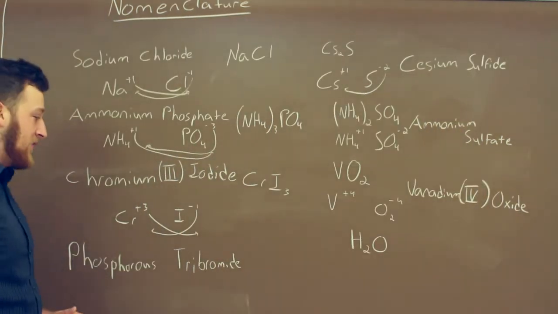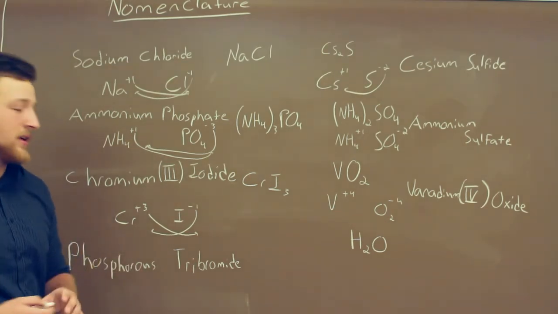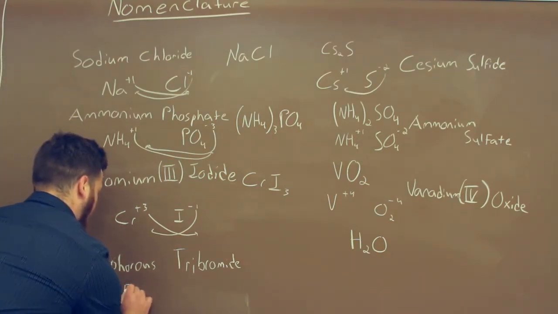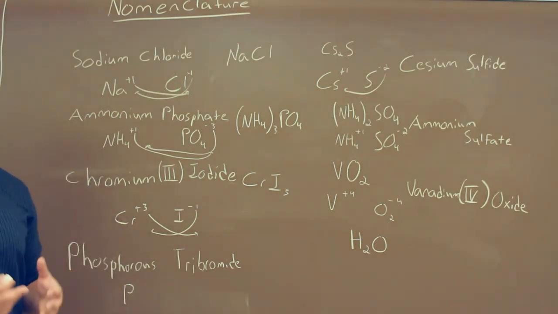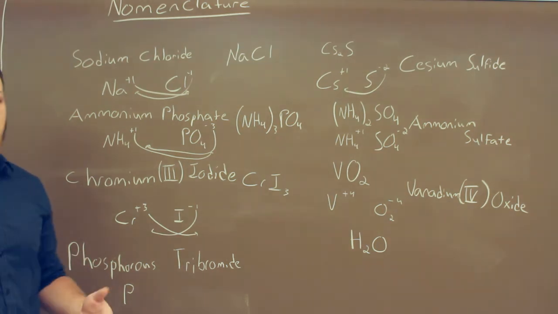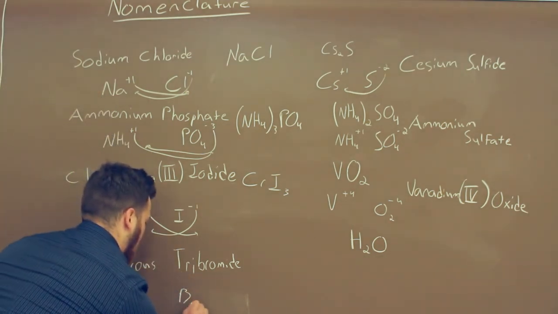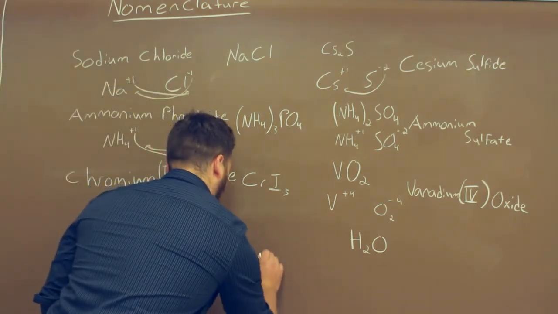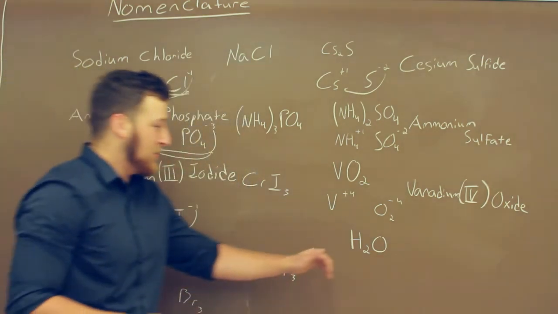In our next example, we have phosphorus tribromide. We can see that this is a covalent bond because phosphorus and bromine are on the right side of the periodic table. What you need to do is write the element, and the way to tell the subscript for covalent bonds is based on the prefix. We don't have anything for phosphorus, and that means it's 1 because we don't write mono at the beginning. For bromine, we have tri, so we know that means 3. So our phosphorus tribromide is PBr3.